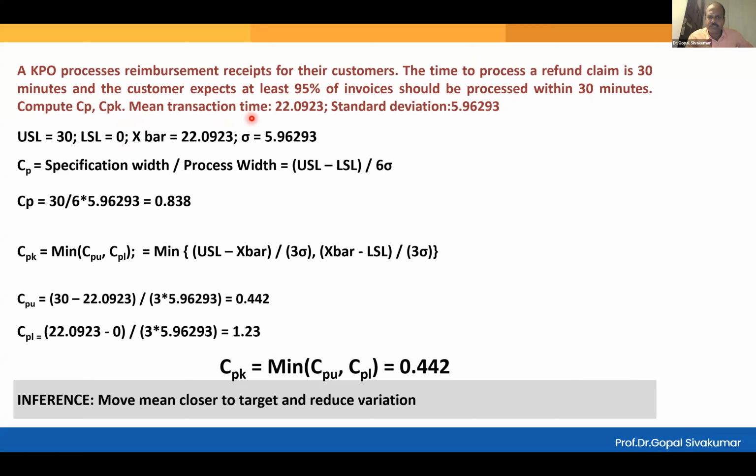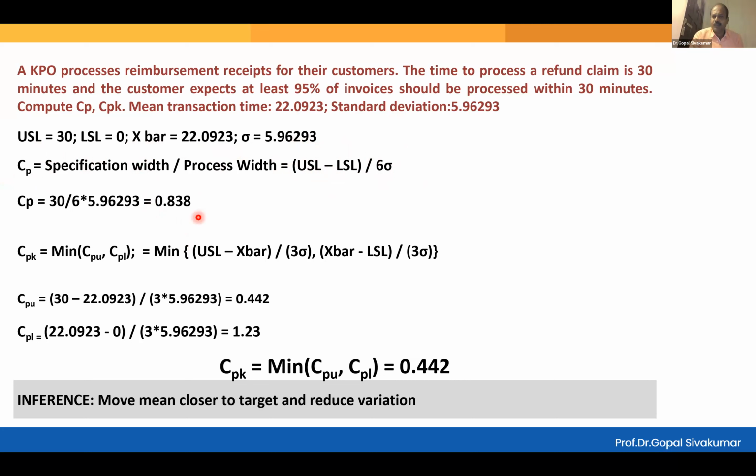Now compute the CP-CPK. Mean transaction time of the process is 22.09. What is mean transaction time? X bar. See here, X bar. Process standard deviation is 5.96, which means sigma. Now you have USL, LSL, X bar, and sigma. Use all these values and find out CP. What is the formula for CP? USL minus LSL by 6 sigma. Will you be able to substitute here? Yes. Again, I have the Excel template, no need to worry. When you substitute here, your CP becomes 0.838.